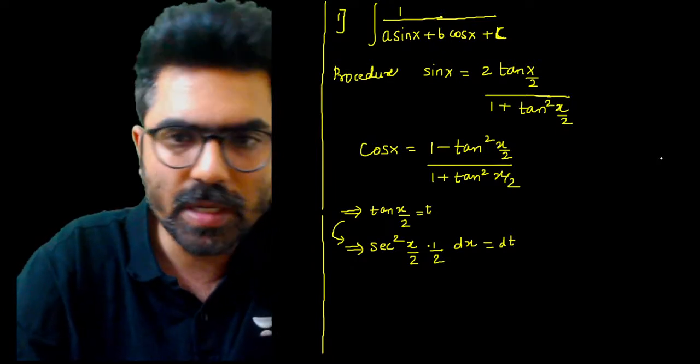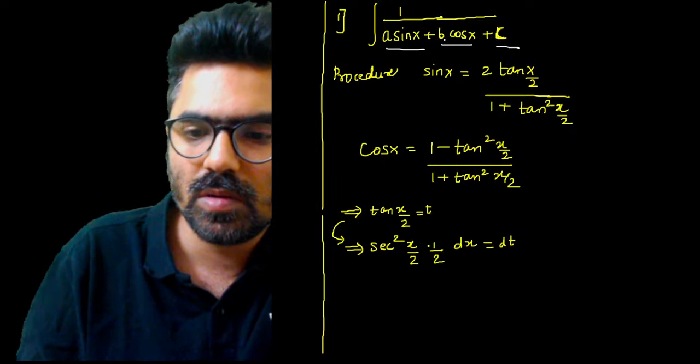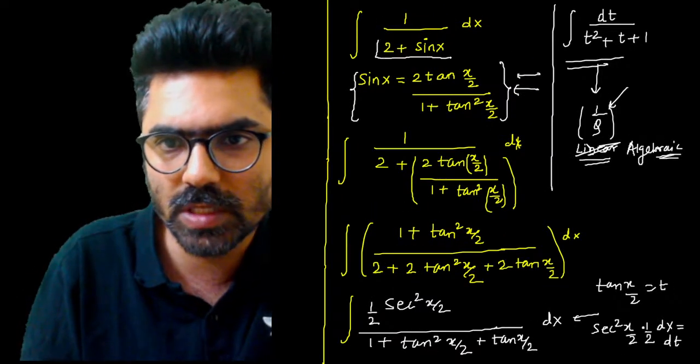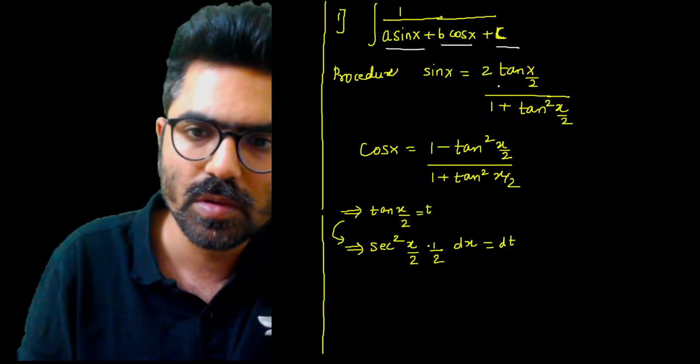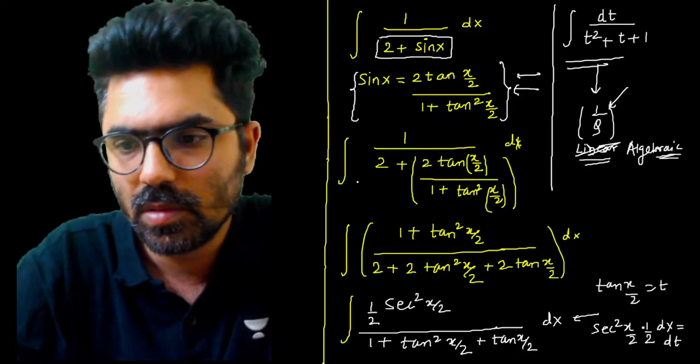I'll just brief this part again. A sin x plus b cos x plus c, whatever the constant. In this we don't have a cos x term. If cos x was there, then it would be a little more lengthy. For cos x also we used to have the formula, then it has to be solved fully like that. OK, this was the part.